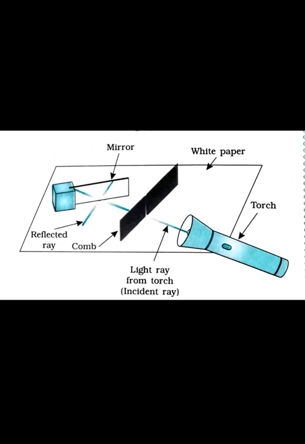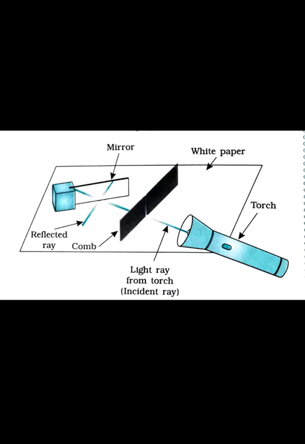The objects that we require: plain mirror, a comb, torch and white sheet of paper. What you have to do is fix a white sheet of paper on a table. Take a comb and close all its openings using strip of black paper except one in the middle. Hold the comb perpendicular to the sheet of paper.